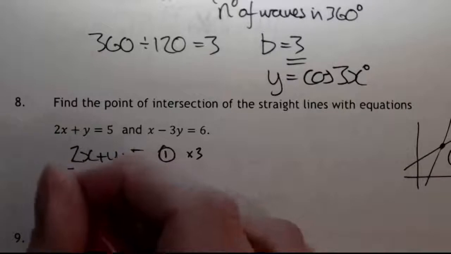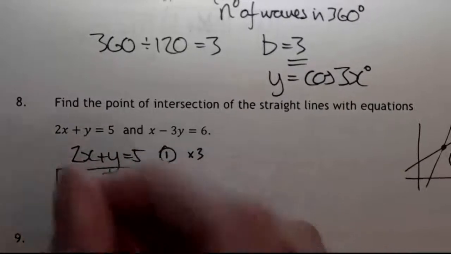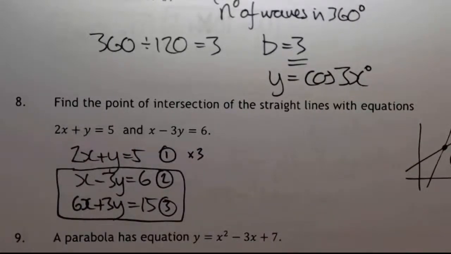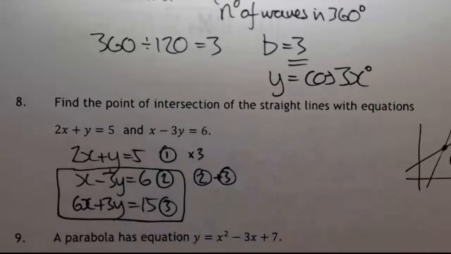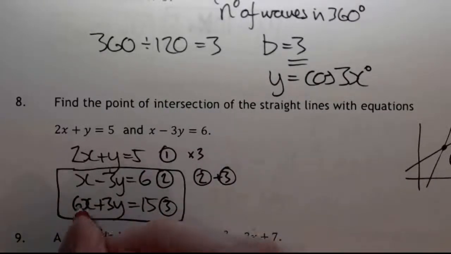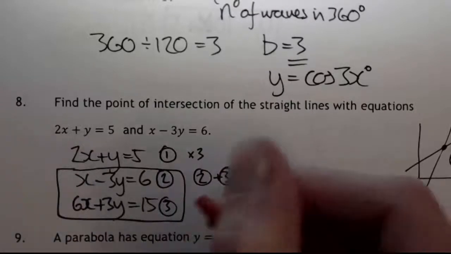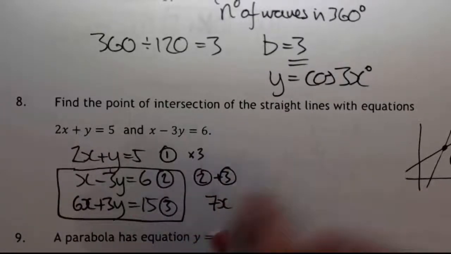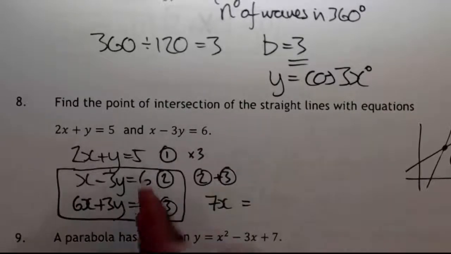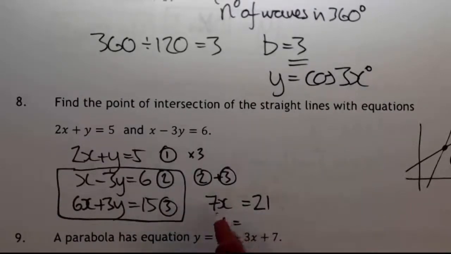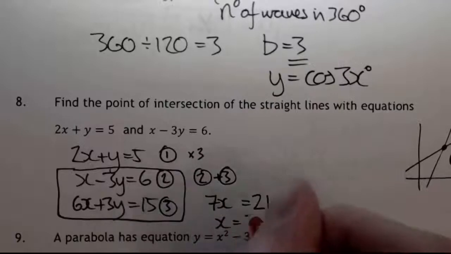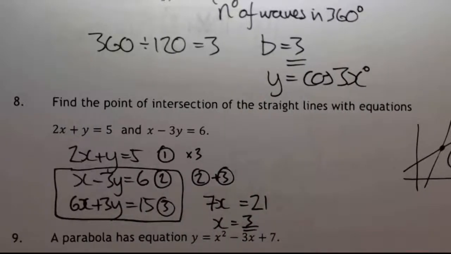So what I'm going to do is we're just going to work with these two equations. Okay, so we're going to work with these two, and we're going to add them together. So we're just going to go 2 plus 3. So 6 plus 1, or x, is 7x, minus 3 plus 3 is nothing, and 6 plus 15 is 21. Now we'll divide each side by 7 to get to x, so that would give you x is equal to 3. So that's one thing.